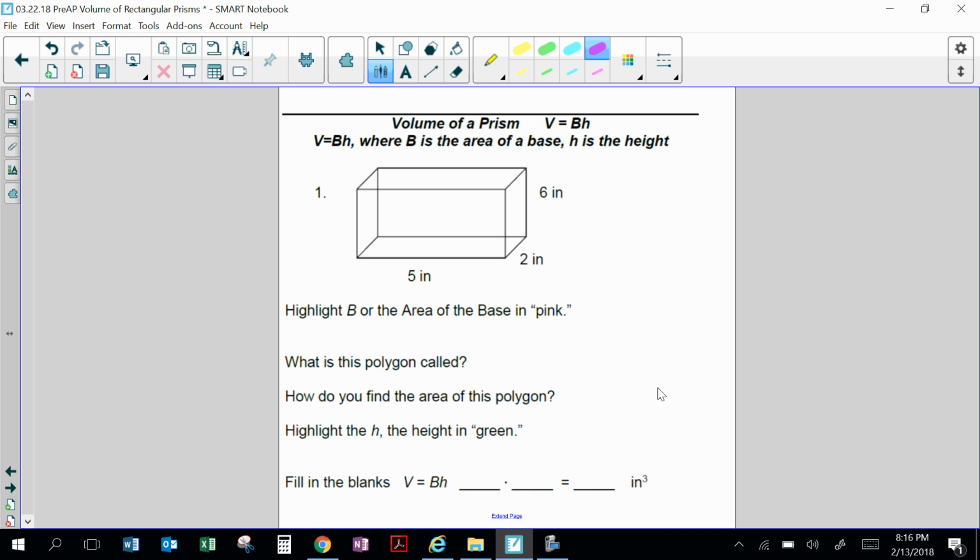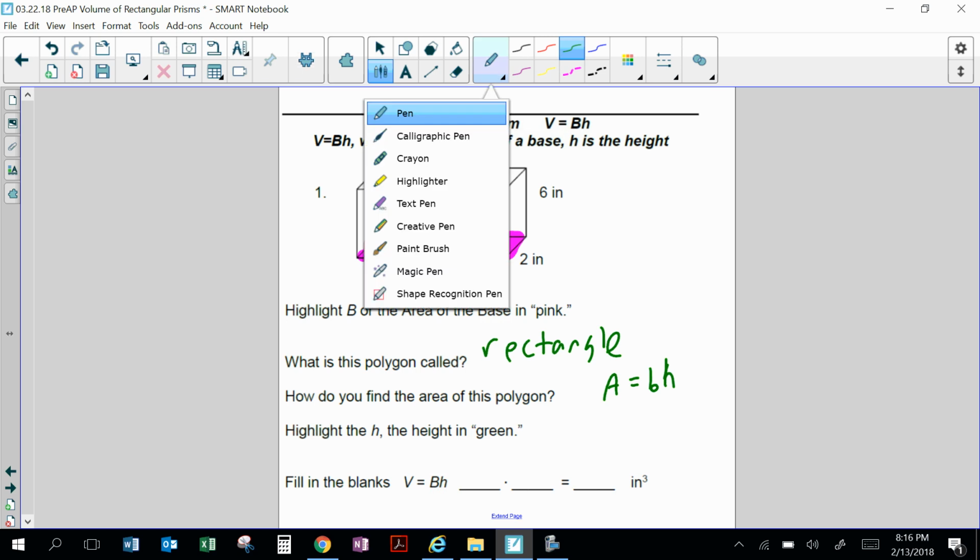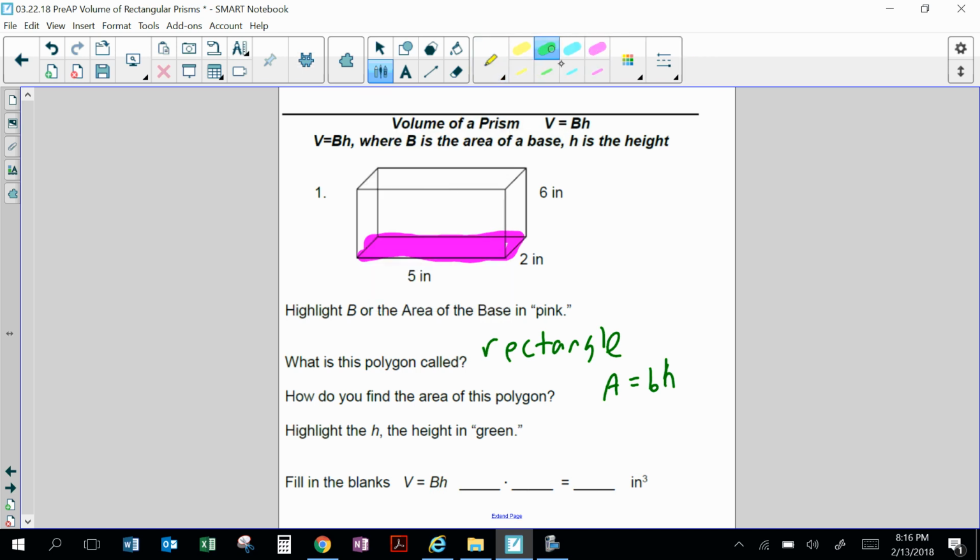Highlight B, or the area of the base, in pink. What is this polygon called? This is called a rectangle. How do you find the area of this polygon? You do area equals base times height. Again, we use our mathematics charts if you do not memorize it. So highlight the height in green. The height is this. So now fill in the blank.